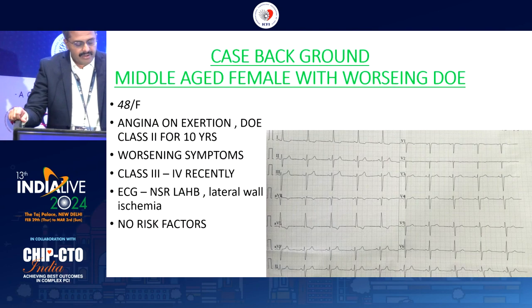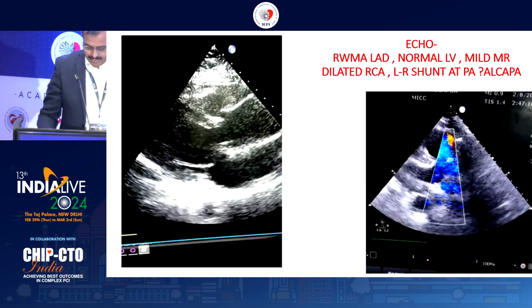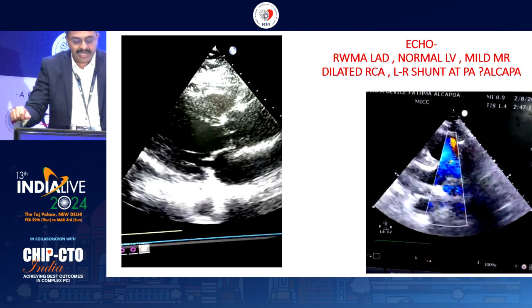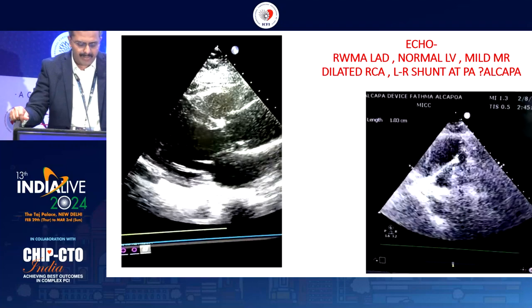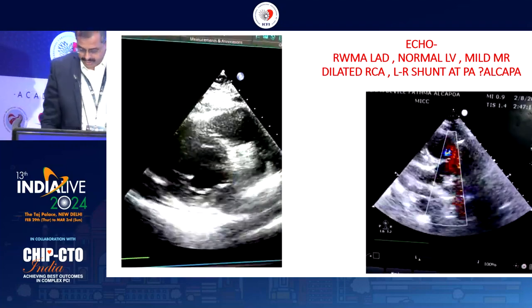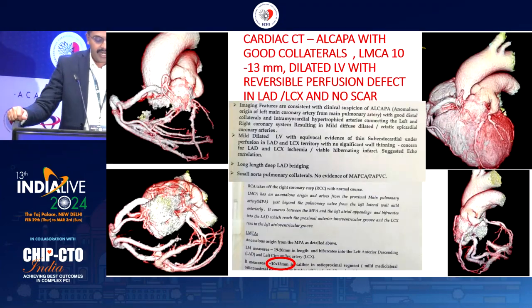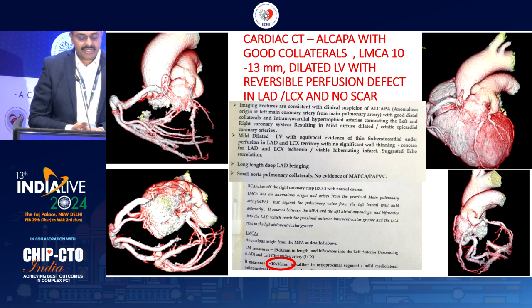The story is of a 48-year-old with progressive angina for 10 years, with recent worsening of symptoms and ECG showing evidence of lateral wall ischemia. Echo shows wall motion abnormality in the LAD territory, preserved LV function, and mild MR. You find a dilated right coronary artery and a shunt in the pulmonary artery, suggestive of possible ALCAPA. We get a CT to confirm the diagnosis. Cardiac CT confirms a diagnosis of ALCAPA with extensive collaterals.